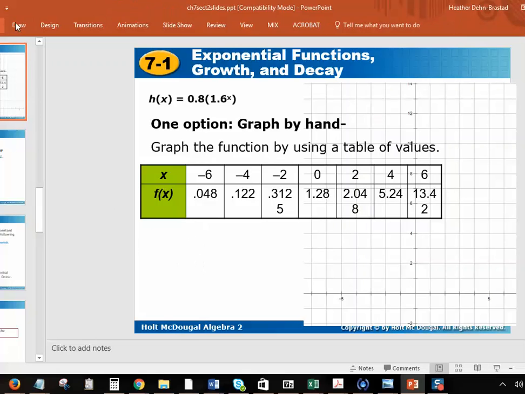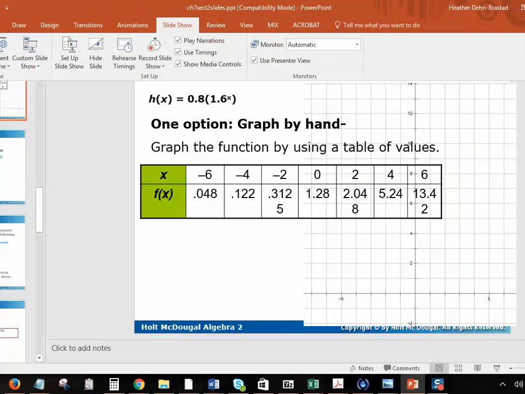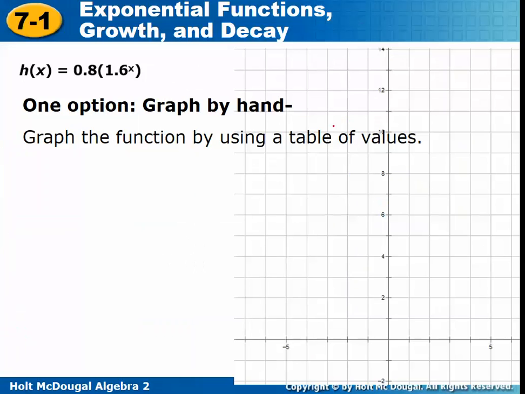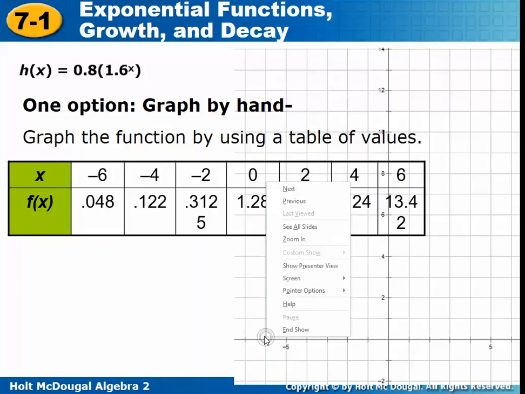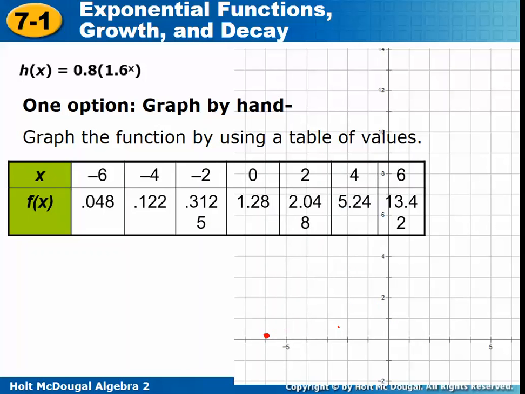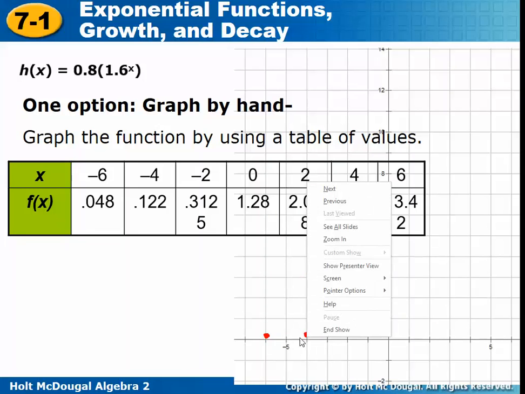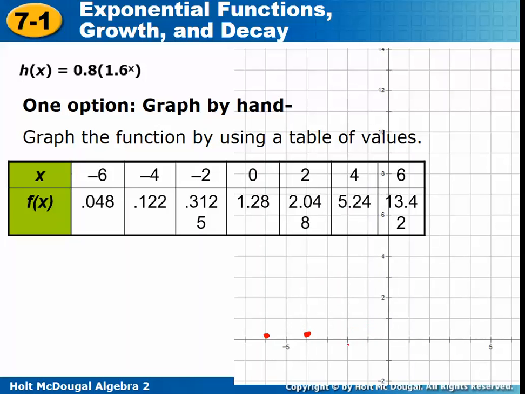I'm going to go back to the slideshow so I can use my pen. And here's my values. So at -6, which is about here, we're only just barely above the x-axis. There we go. At -4, we're still very low, just slightly above that at 0.122. At -2, we're still not even at halfway. And at 0, we're finally above 1, 1.28.